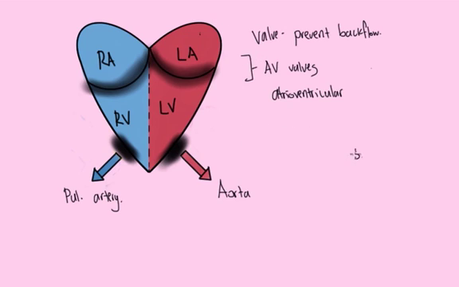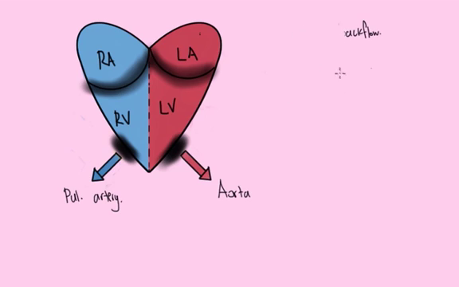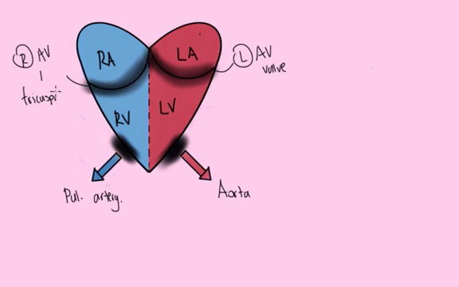So let me erase this, and then we'll label all these bad boys. Okay, so between the right atrium and right ventricle then is going to be the right AV valve. Between the left atrium and the left ventricle is the left AV valve. Now, like I said, there's multiple names for these. The right AV valve we also call the tricuspid valve. The left AV valve we also call the bicuspid valve. And it actually has a third name, the mitral valve.